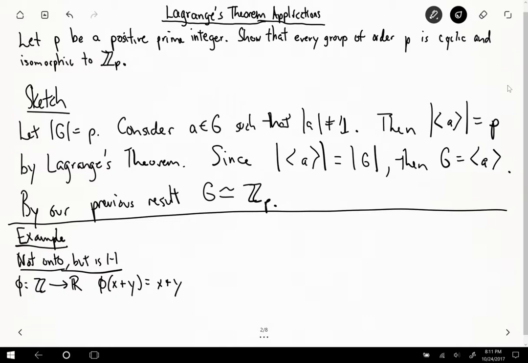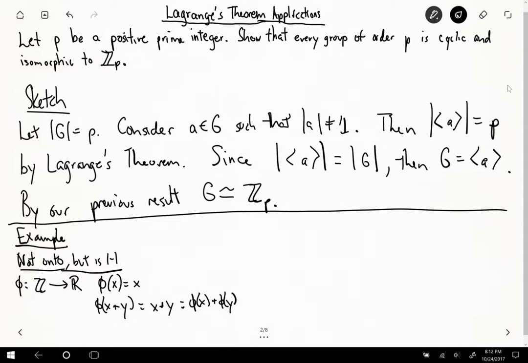I defined the x plus y part. Let's do phi of x equals x. In that case, what we have is phi of x plus y, let me illustrate this real quick, equals x plus y, and that's equal to phi of x plus phi of y. So we have a homomorphism.